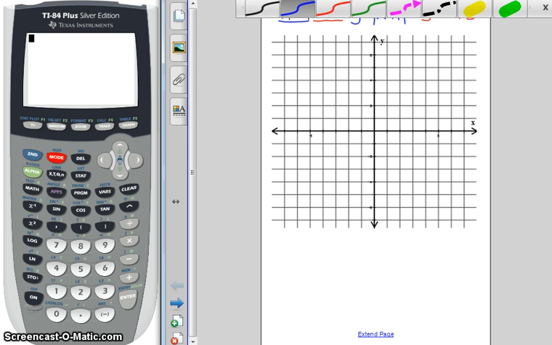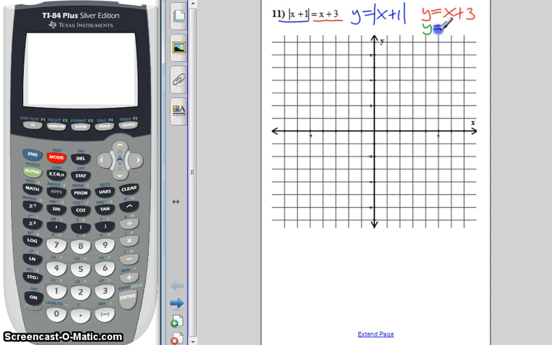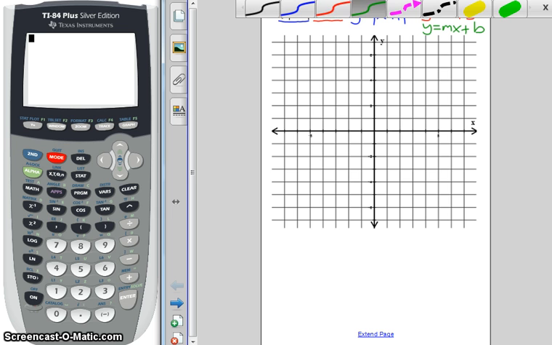Well, we know that both of these equations are in the form y equals mx plus b, where m is the slope, b is the y-intercept. So reading straight off the right-hand side, we can see that the y-intercept will be 3. So we'll graph that on our plot there. And the slope we can see will be, well, the coefficient of x there is 1.